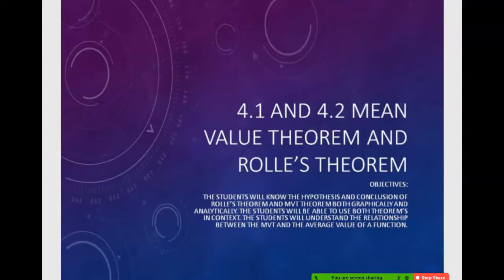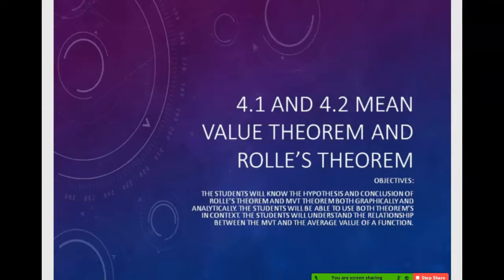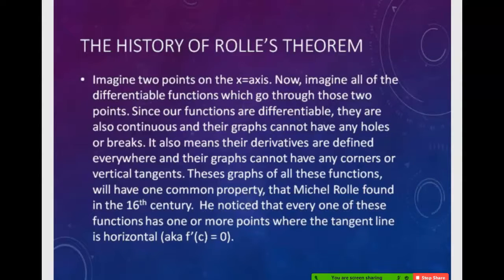So, mean value theorem and Rolle's theorem. How do they relate? How do they connect? What ways are we going to use them to be successful? The history of Rolle's theorem is based on an imagined idea, and I know there's a little block at the top of your page. Just go down to the history part. I think my slides are a little out of order today.